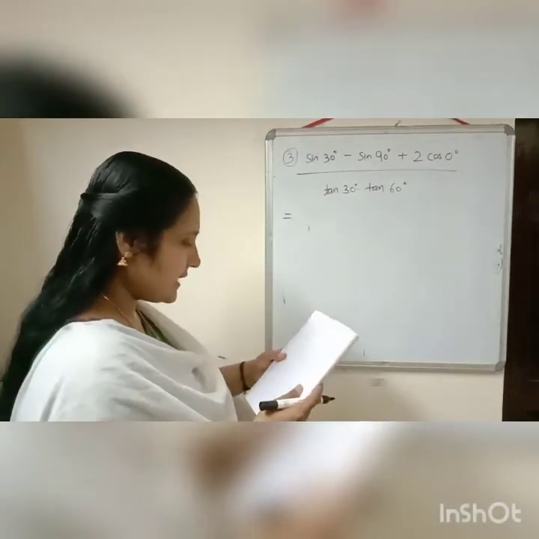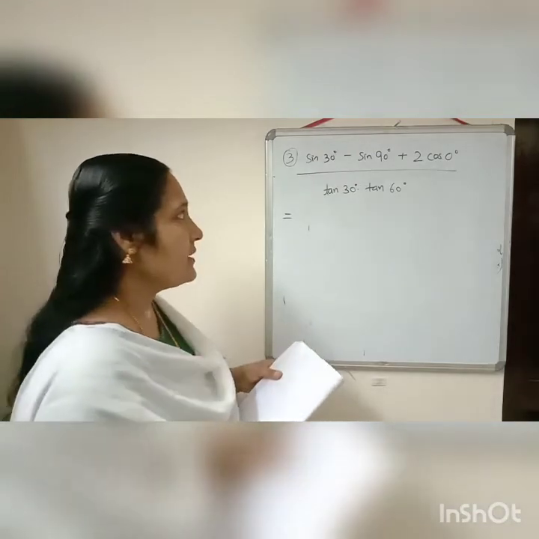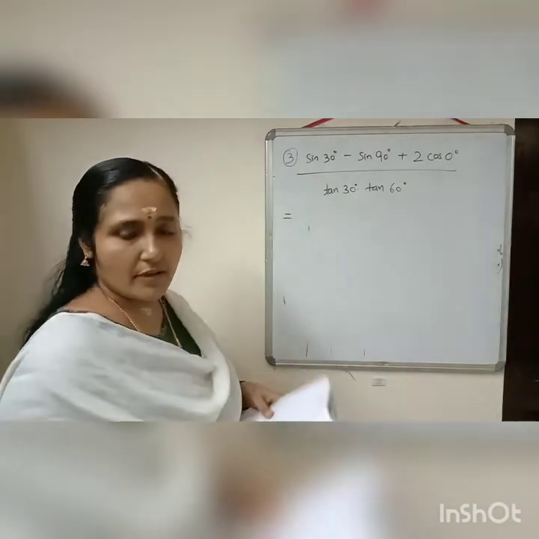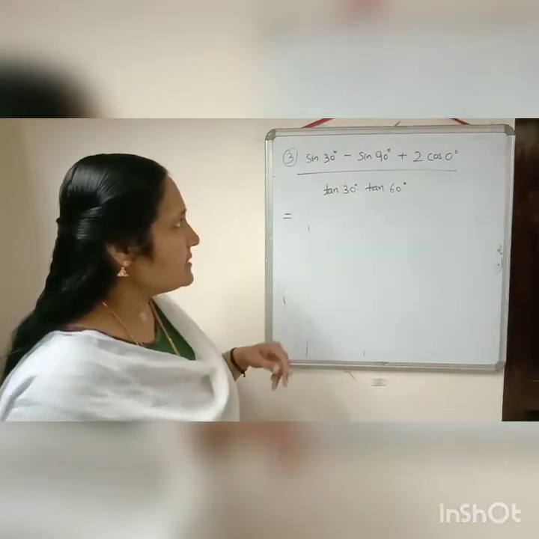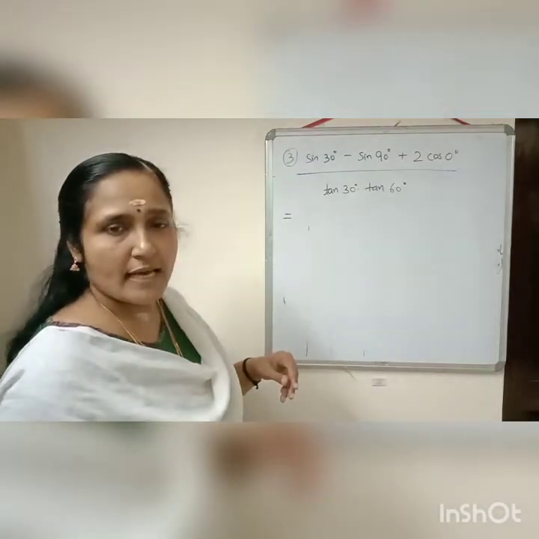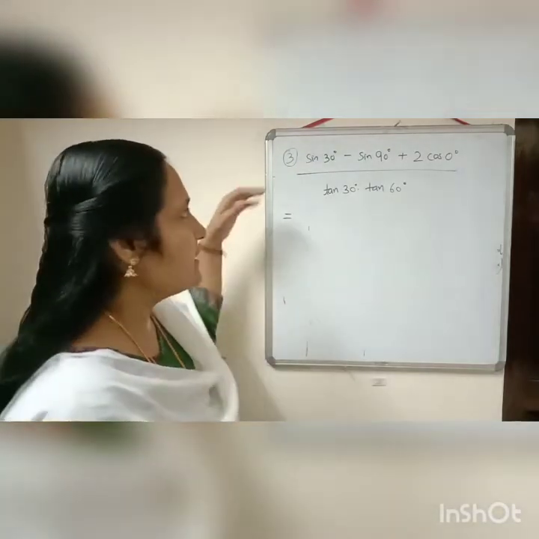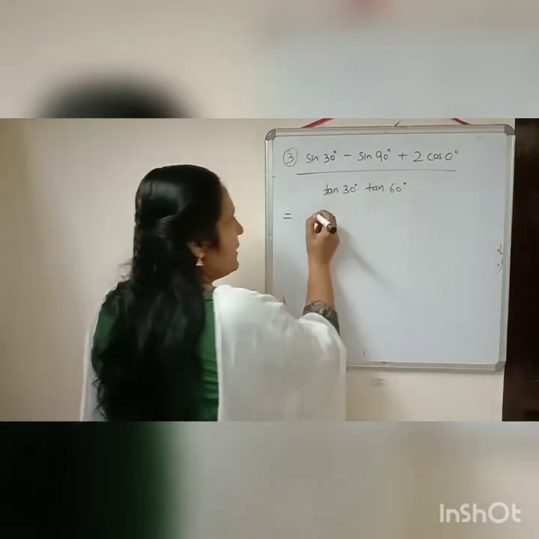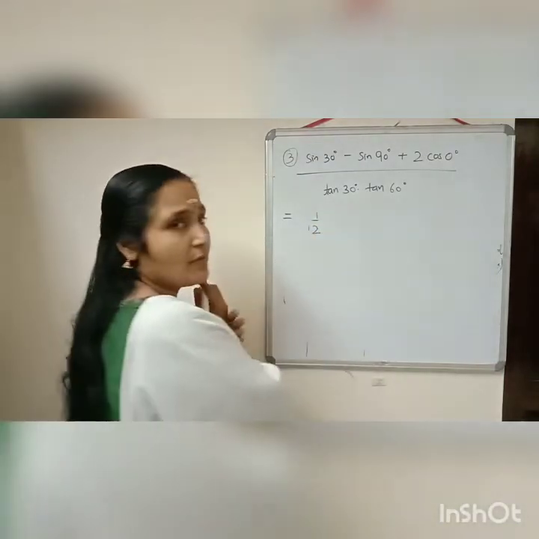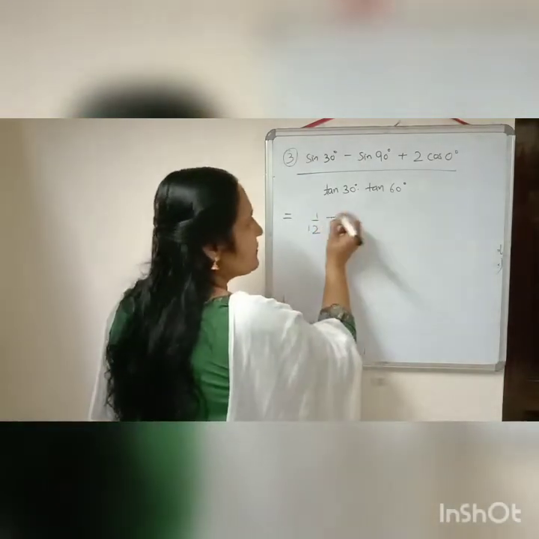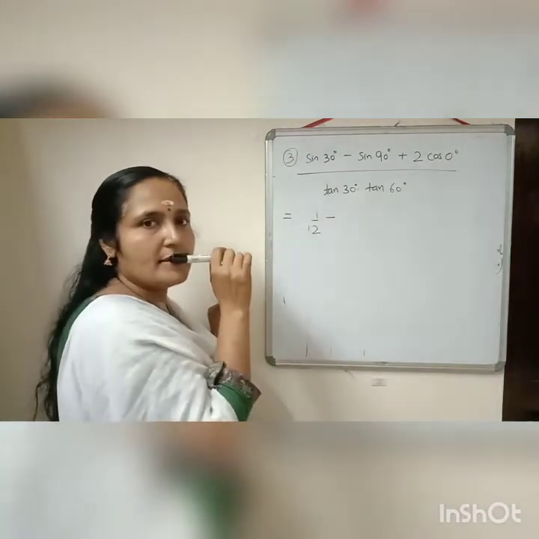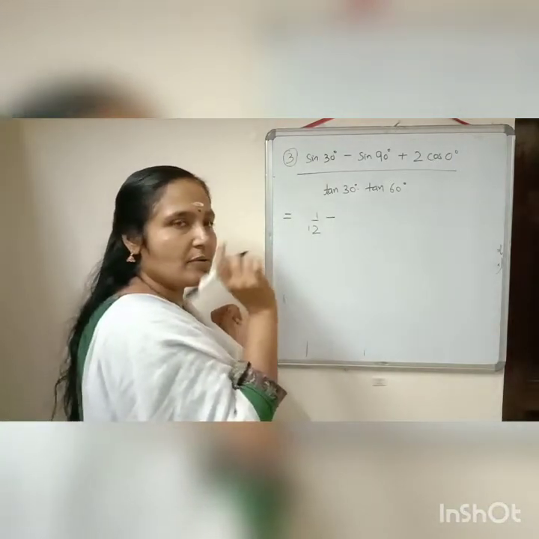All of you, just check the third question in the evaluation. Now we will substitute the values. Sine 30 degree is equal to 1 by 2. So we substitute 1 by 2 minus sine 90 degree. Sine 90 degree is equal to 1.